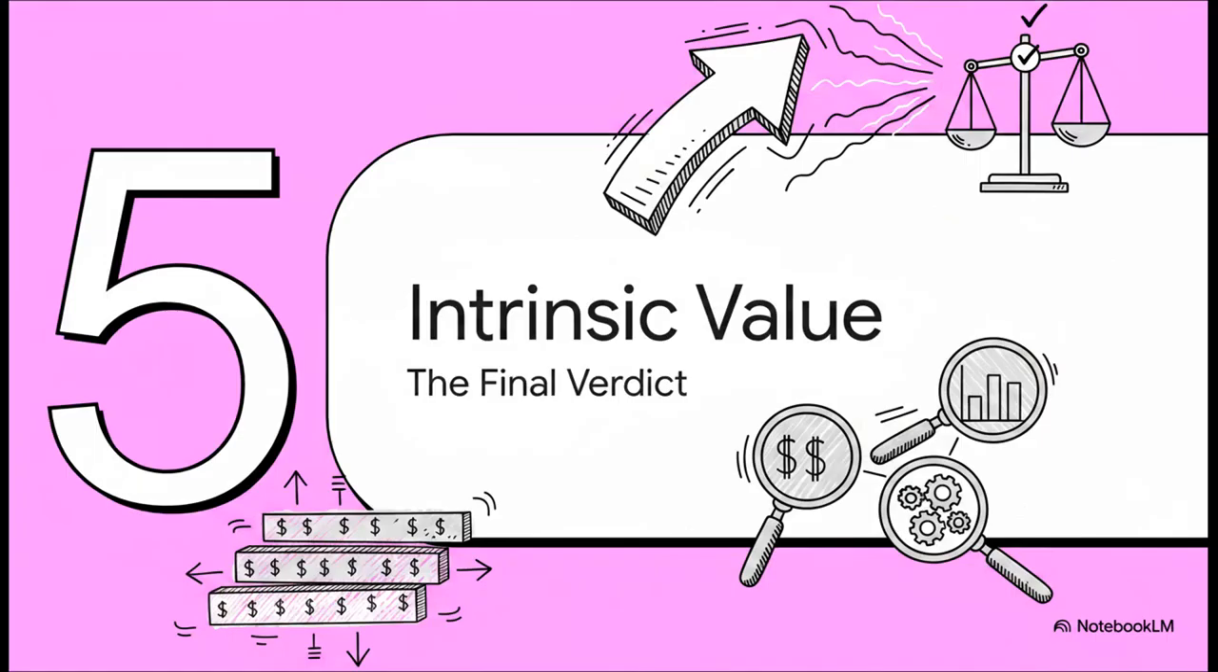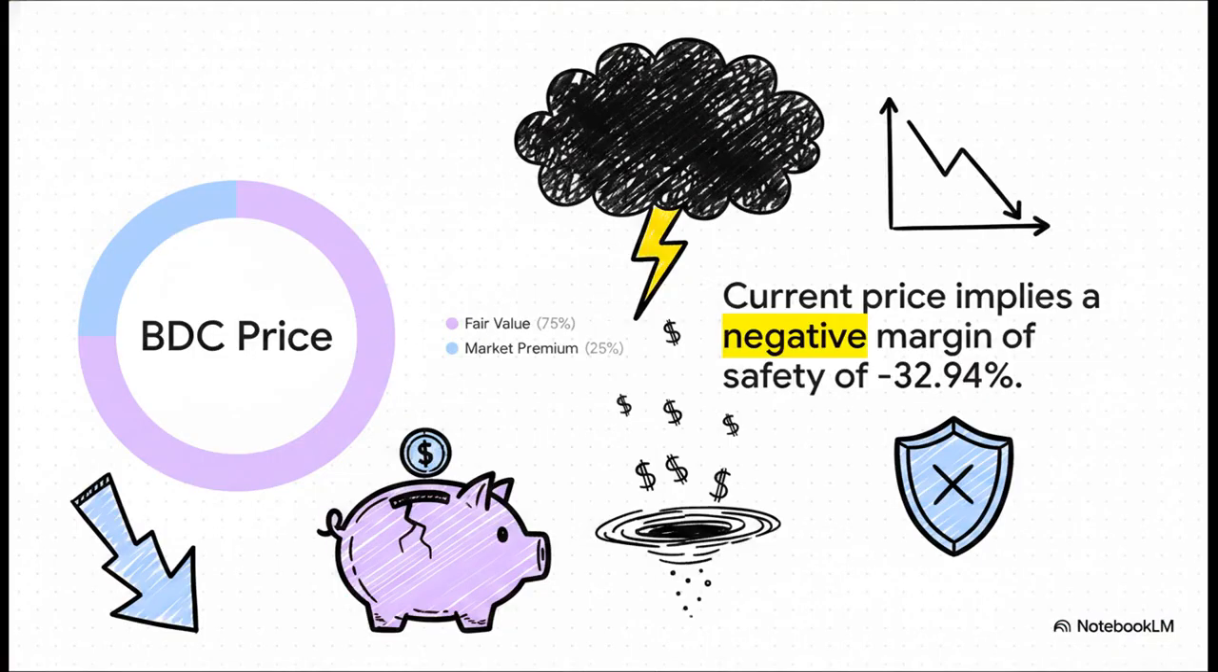Which brings us to our final section, synthesizing intrinsic value. This is the crucial point where we pull all of these separate data points together into a final conclusion. And here is where the data ultimately leaves us. When we compare that discounted cash flow fair value of $84.26 against the current trading price of $112.01, we are faced with a deeply negative margin of safety of minus 32.94%.